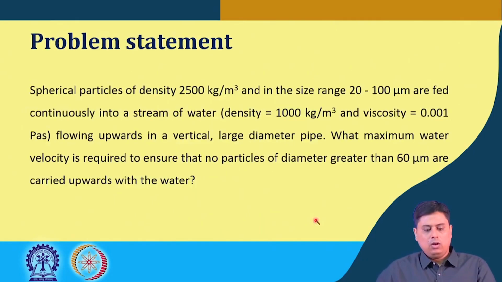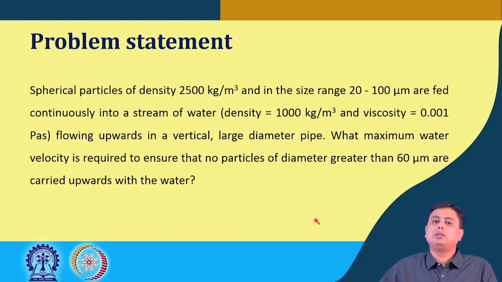Now we see another problem which is very simple, just to revisit our concept that we have gone through in the previous classes. A spherical particle of density 25 kg per meter cube and size range 20 to 100 micron are fed continuously to a stream of water, density 1000 kg per meter cube, viscosity known, flowing upward in a vertical large diameter pipe. What is the minimum water velocity that is required to ensure that no particle of diameter greater than 60 micron is carried upward with the water?